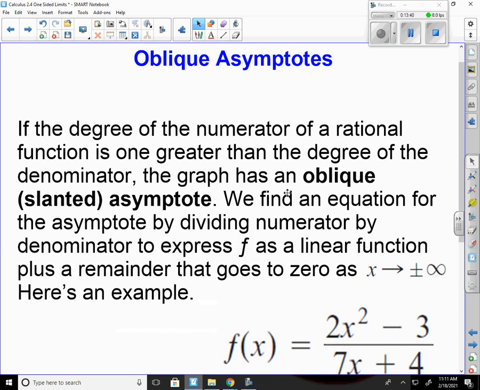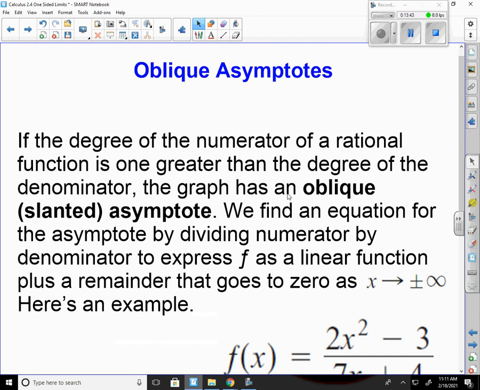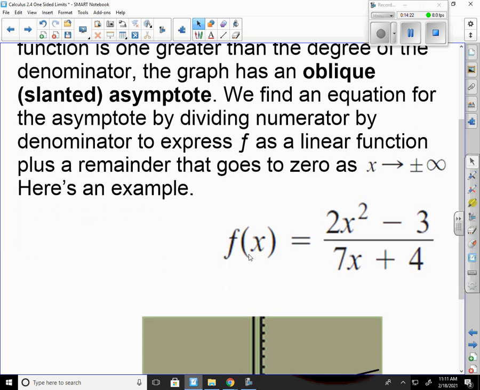Lastly is oblique asymptotes. So we talked about when the degree of the numerator is the same and when the degree of the numerator is smaller. But if the degree of the numerator of a rational function is 1 greater than the degree of the denominator, the graph has an oblique asymptote. Oblique just meaning slanted. We find an equation for the asymptote by dividing the numerator by the denominator to express f simply as a linear function. So it's just a linear function plus a remainder that goes to 0 as x approaches positive and negative infinity.